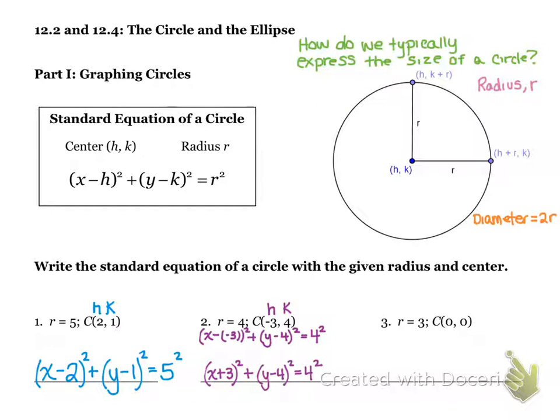Okay, so if we have a center at (0, 0), that's my h, that's my k, then we have (x minus 0) squared plus (y minus 0) squared is equal to 3 squared. And yes, we do simplify this into x squared plus y squared equal to 3 squared.